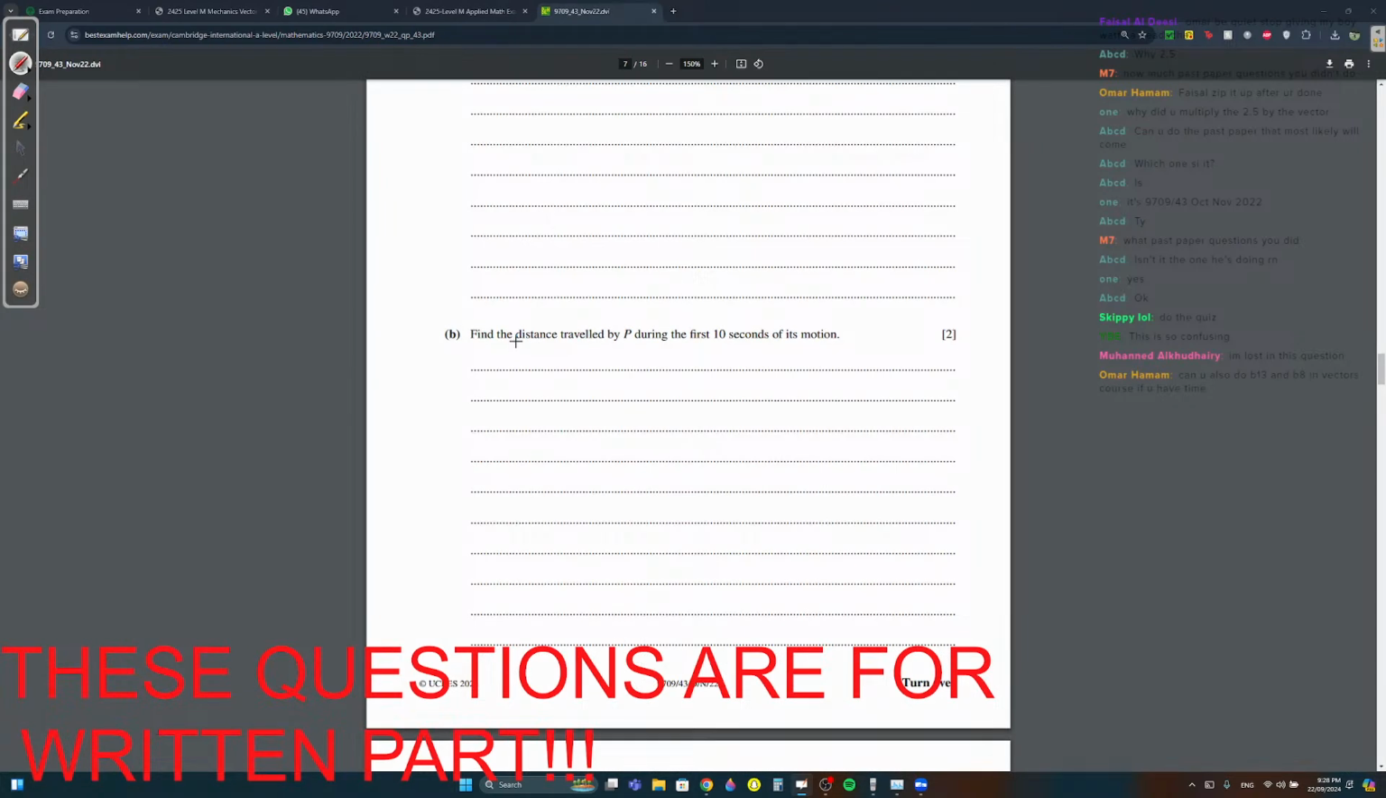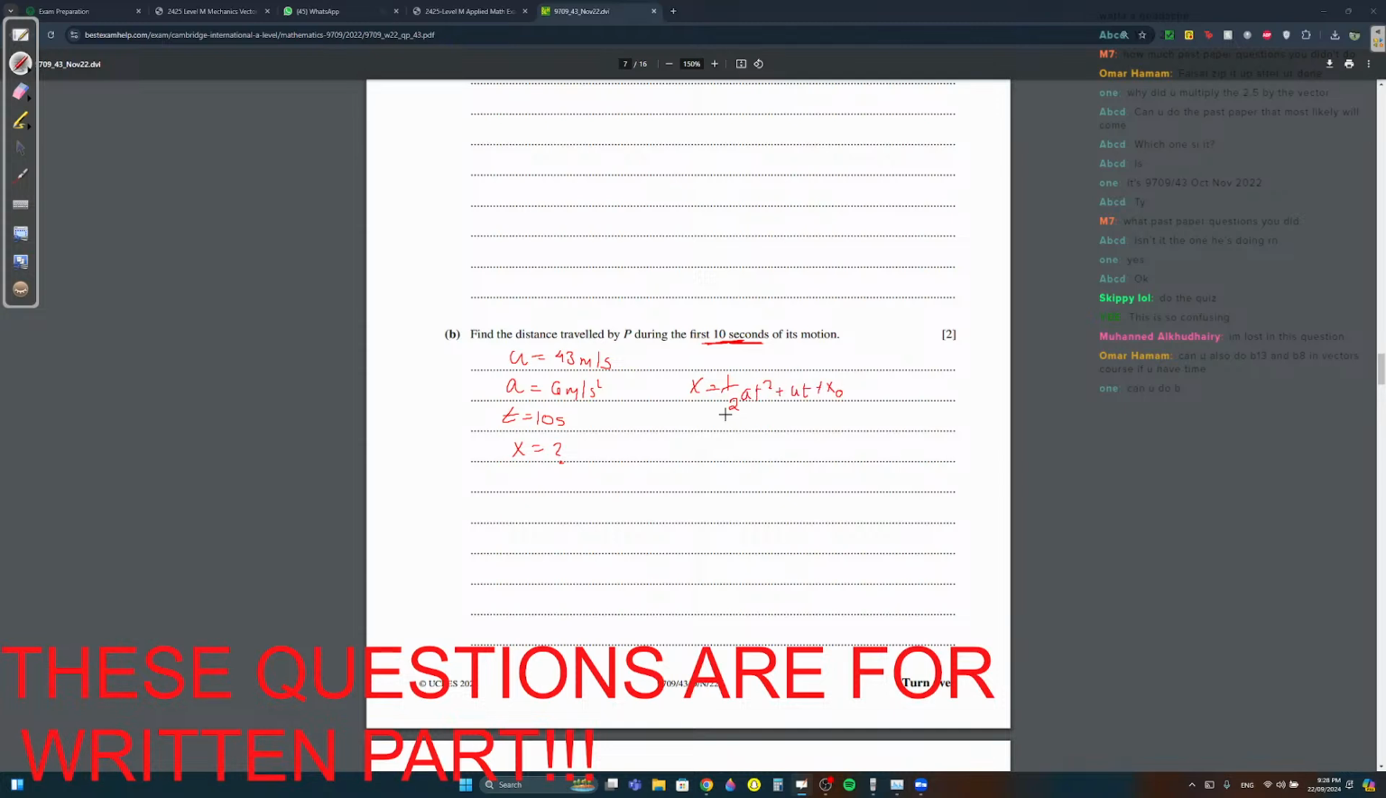Find the distance. In part A, we found out that u equals 43 meter per second, and acceleration equals 6 meter per second squared. Can we find x if we have this? And they gave us here the time is 10 seconds, and we want x. Again, same formula that we used in part A. We're going to get half acceleration, which is 6, times the time squared, so 10 squared, plus u, which is 43, times the time, which is 10. You're going to get 730 meters.